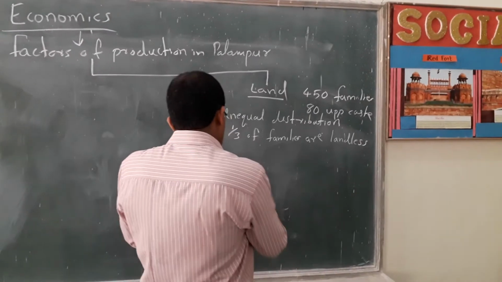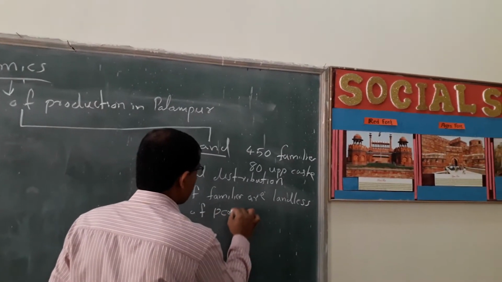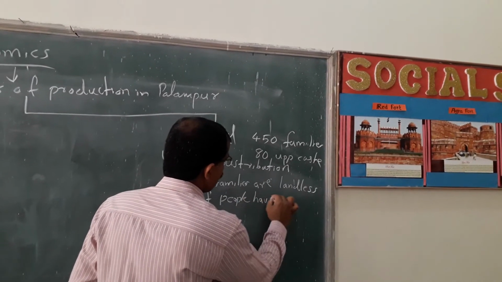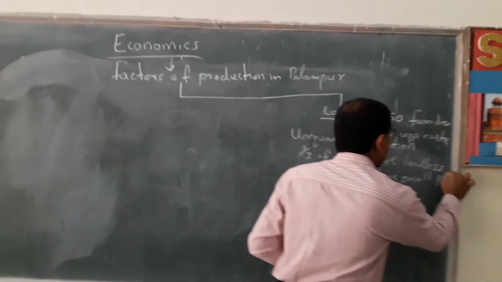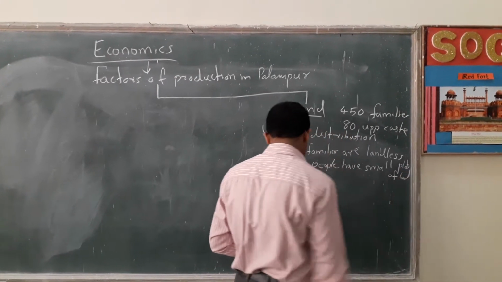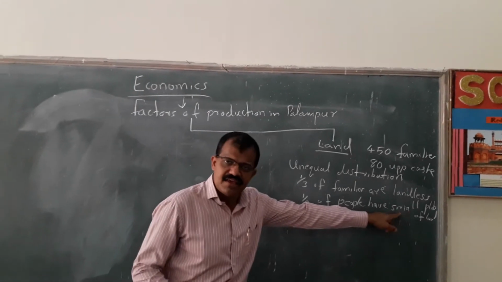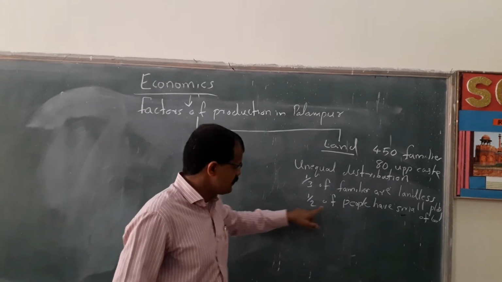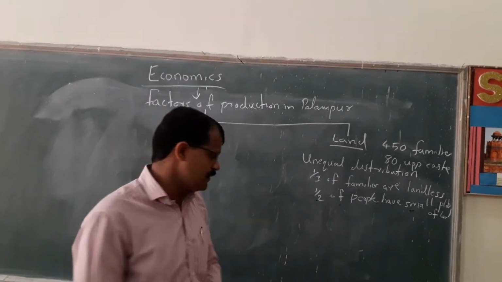Again, half of the families have small plots of land, a small piece of land.